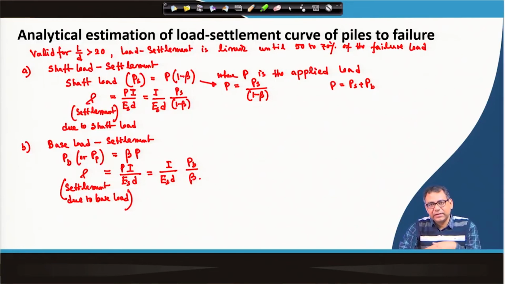So, in the next class, based on these equations, I will show you how we can determine the load settlement curve theoretically. Thank you.